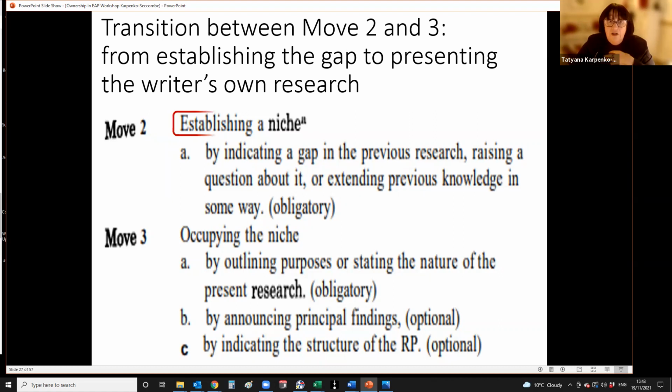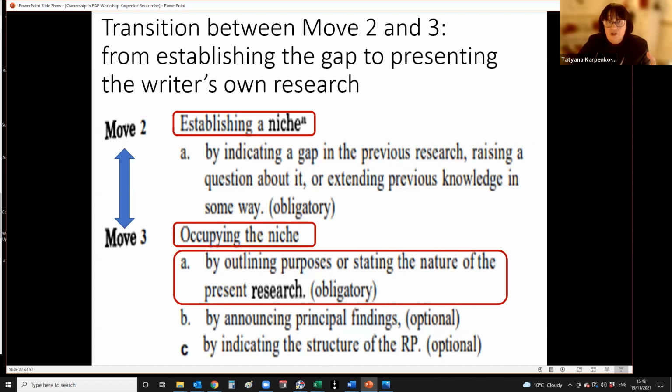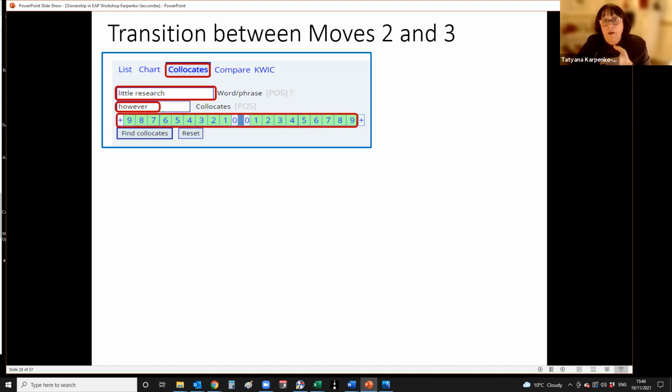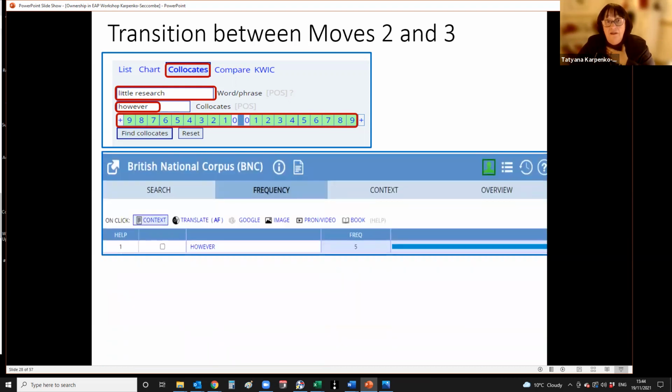From the gap in the knowledge, we are going on to own research, students' own research. Again, looking at little research plus however, in quite a long window of 9 words. And these are results from the British National Corpus. Again, not too many results. And again, at this point, I'm interested in looking inside at what's going on there.